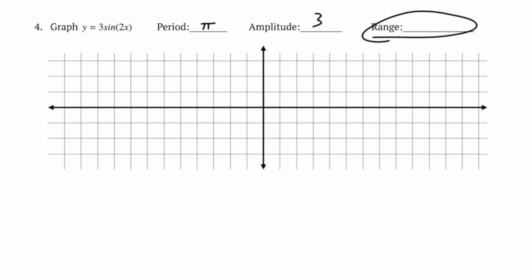I'm going to hold off on answering the range until we've graphed it, and we can come back and look at the graph and just see what the range is. Knowing that the amplitude is 3 means that I'm going to number the y-axis so that we can reach that height. So every grid line is just 1 unit.